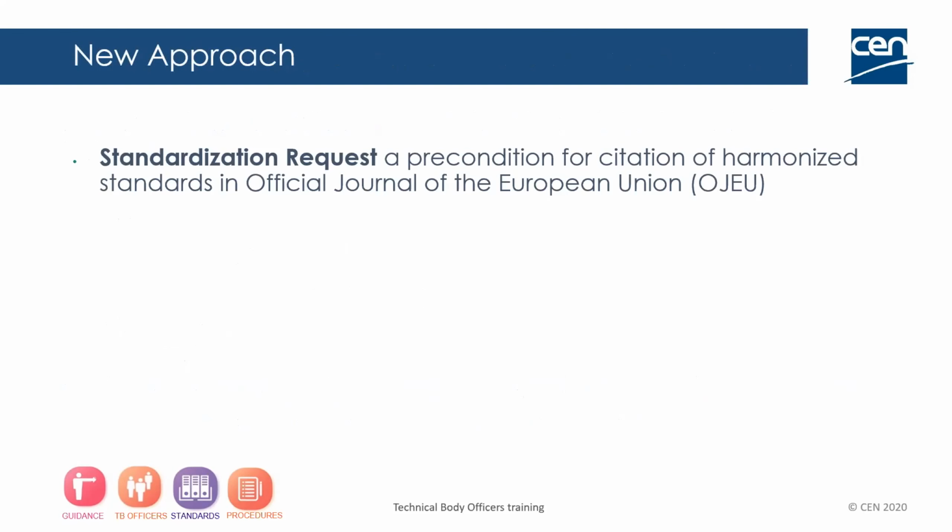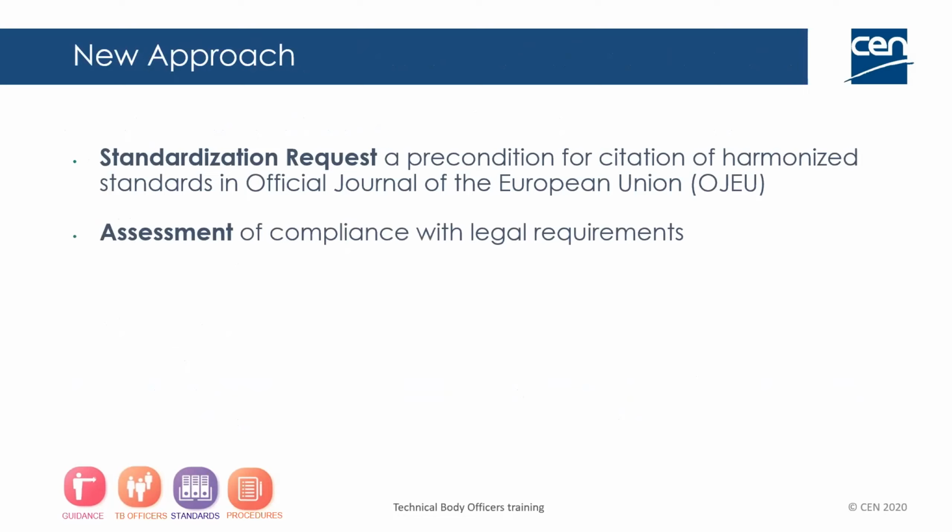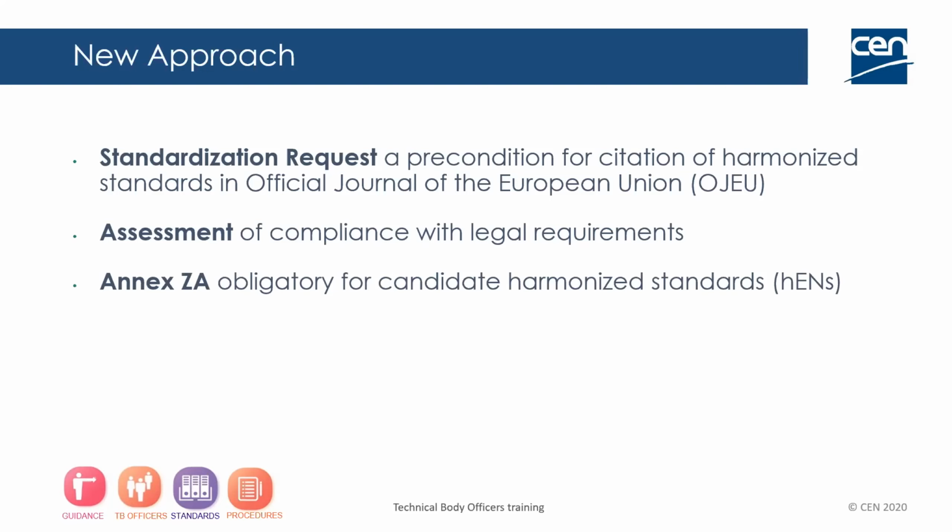So the new approach, as I said, is characterized by a standardization request, which is, let's say, a precondition for citation of the harmonized standard in the official journal. Those standards will be, of course, developed by CEN or ETSI, and at the end, they will need to get an assessment. This will be done, and we'll come back later, by a consultancy company, Ernst & Young. Another important element which will be checked by Ernst & Young is the annex ZA for CEN or ZZ for CEN.